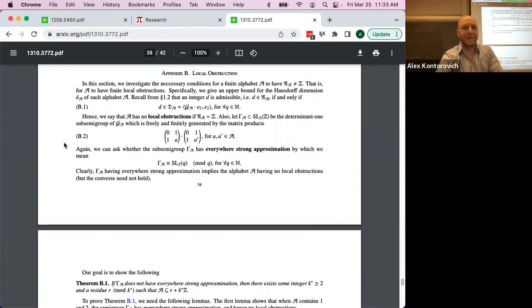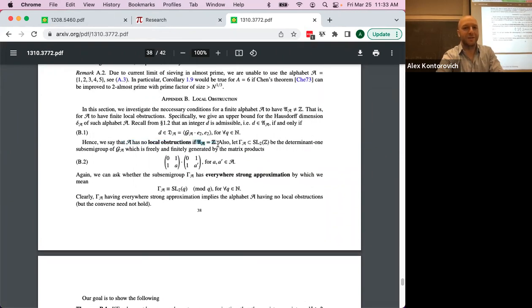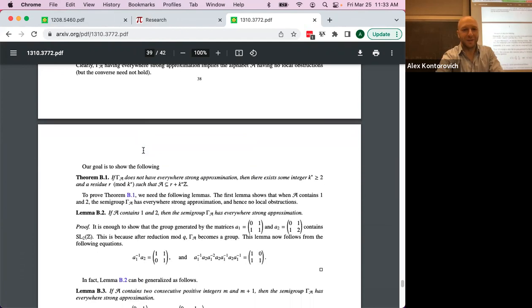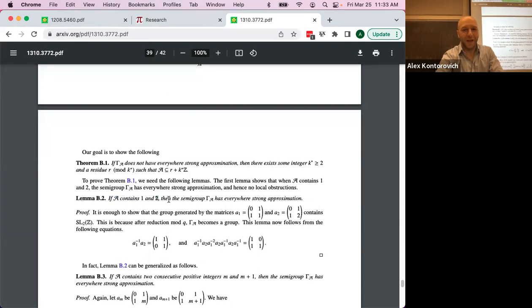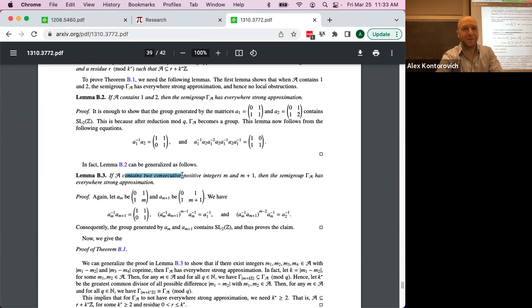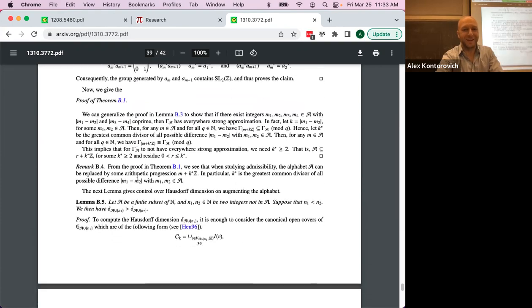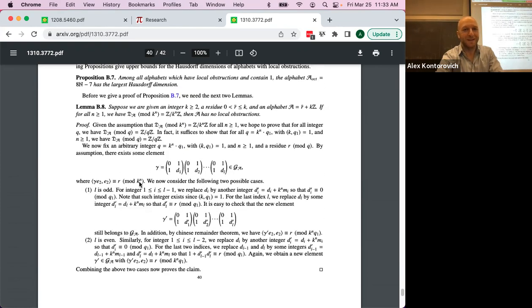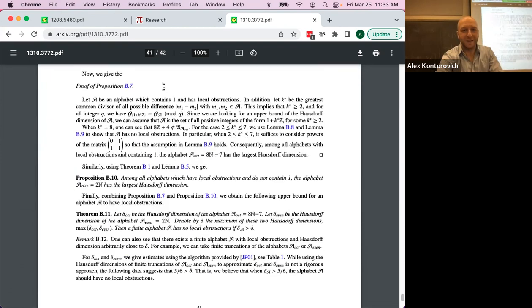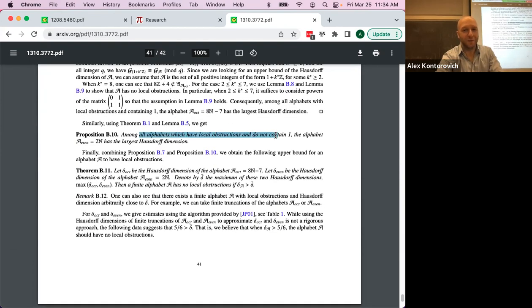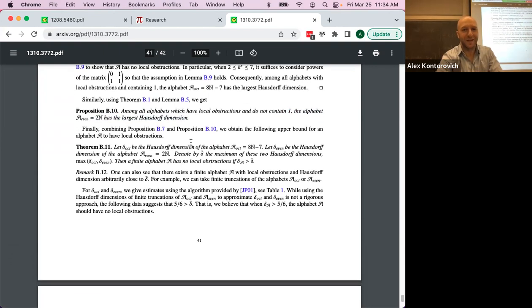We say that A has no local obstructions if the set of admissible numbers is all the integers. If A contains 1 and 2, then there are no local obstructions. If it contains 2 consecutive integers, then there are no local obstructions. There's a whole list of things like this. At the end, he identifies among all alphabets which have local obstructions and do not contain 1 that the alphabet of all evens has the largest Hausdorff dimension. So that's the big theorem.